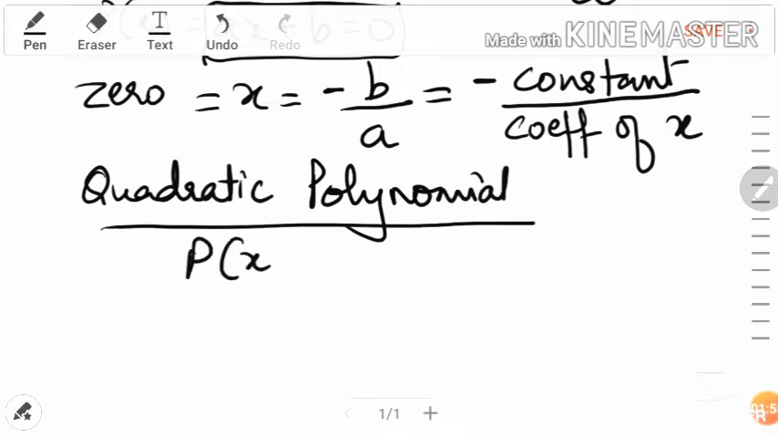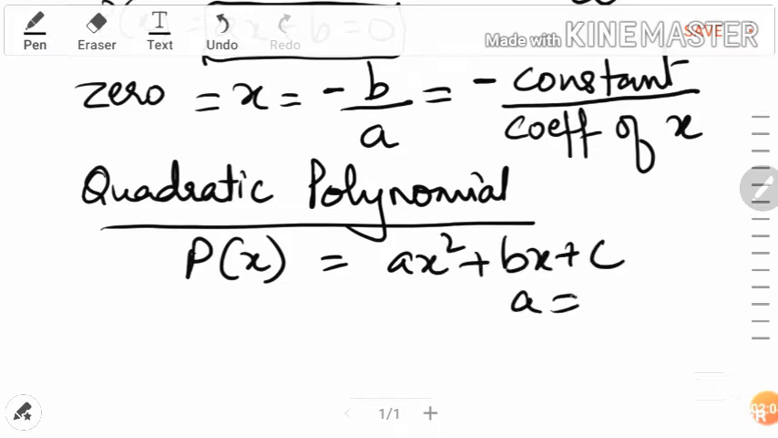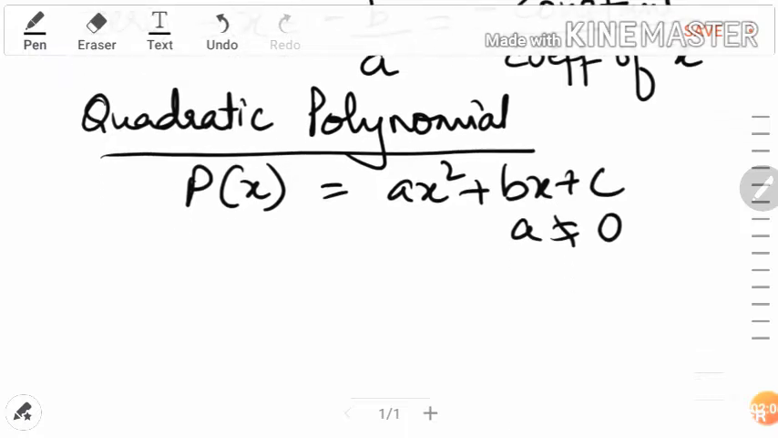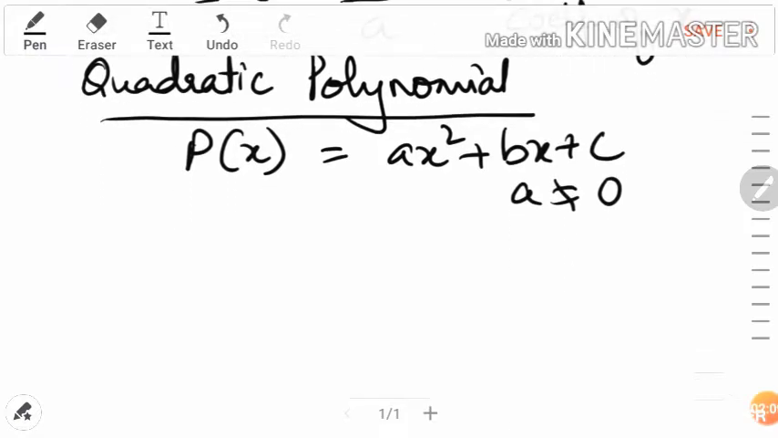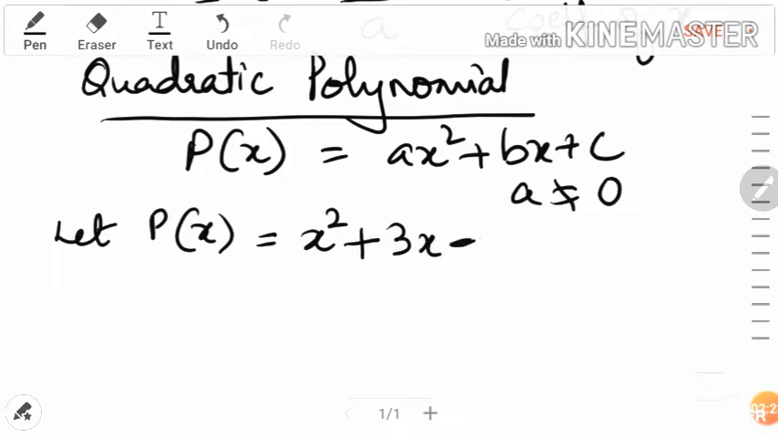The general form of a quadratic polynomial is ax square plus bx plus c, where a is not equal to 0. To understand, let's take an example. Let p of x be equal to a polynomial x square plus 3x minus 10. Now in grade 9 we have studied how to factorize this polynomial by sum and product method.